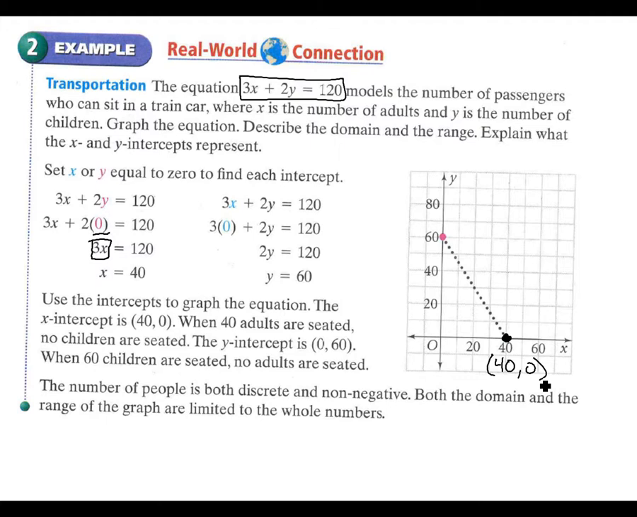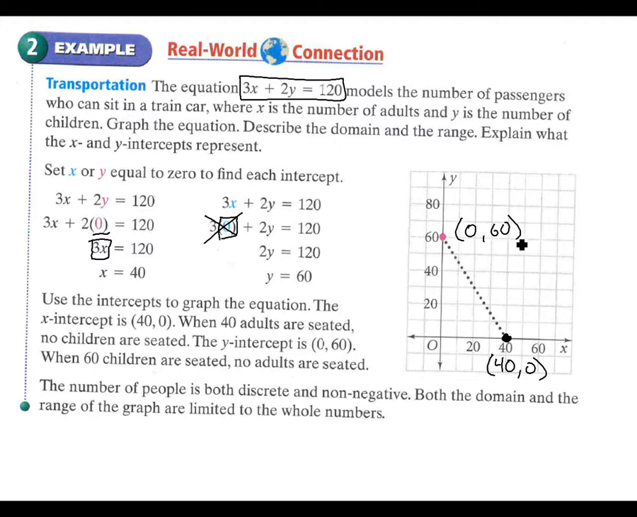Do the same thing, plug 0 in for x. Right? That means the x's will go away completely, and we'll just have 2y equals 120, or y is 60. So when x was 0, y is 60. And then we can connect those 2 points and have a nice line. Right? So we have that there.